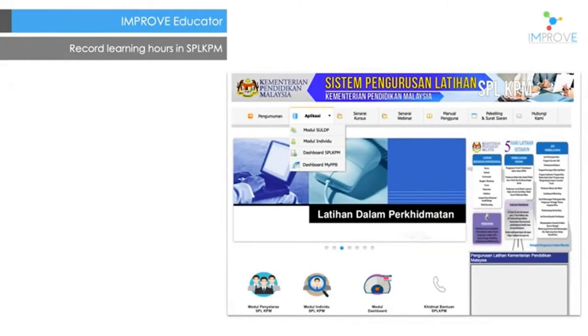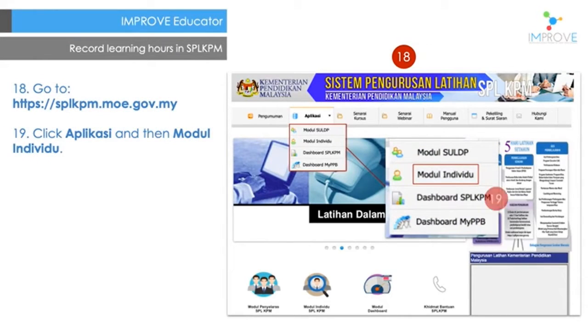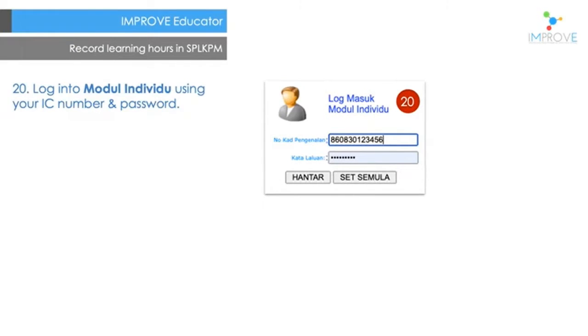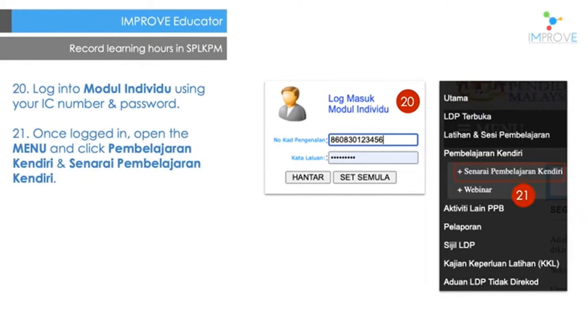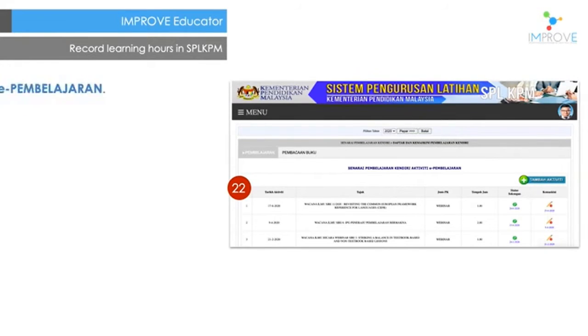To record learning hours in SPLKPM, go to the website. After that, open the appropriate module. Next, log into your module using your IC number and password. Once logged in, open the menu and click the following items. Click the appropriate tab and add an activity.